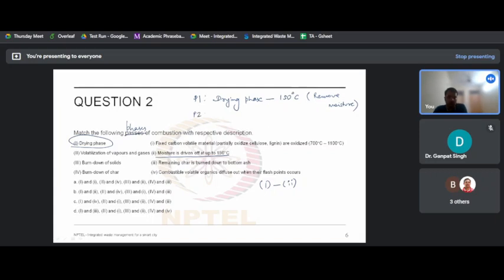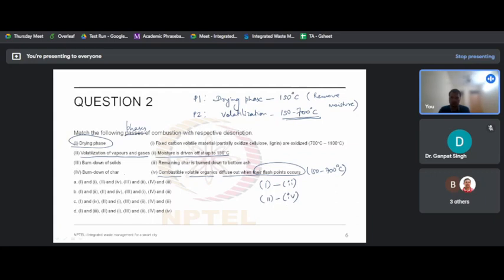Then we have phase two. Here we volatilize the vapors and gases. Here we raise the temperature, going up to 700 degrees Celsius. So this is the volatilization of vapors and gases, where combustible volatile organics will diffuse out when their flash point occurs. This will be around 150 to 700 degrees Celsius. So two went with four.